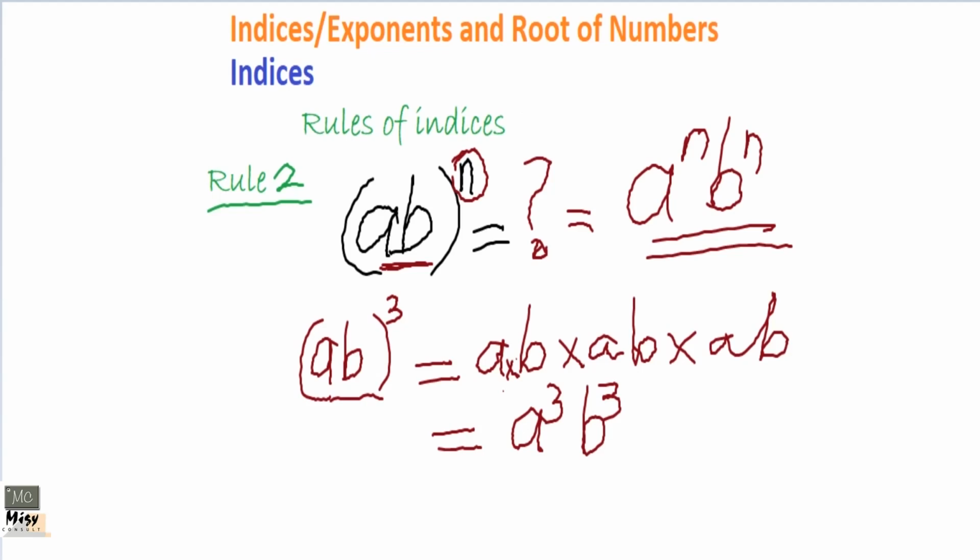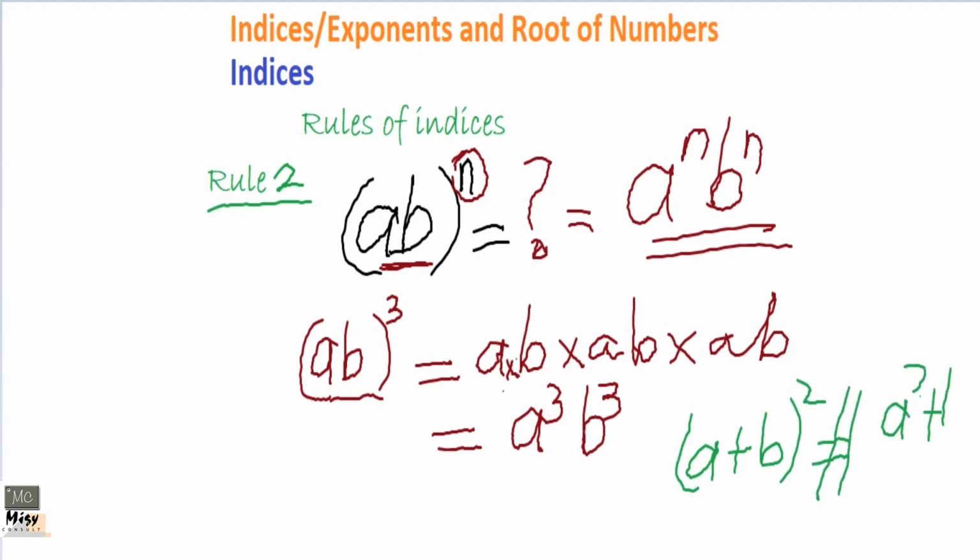Now a question: this is the common mistake. Some people will say (A plus B) raised to the power 2, and your friend is saying A raised to the power 2 plus B raised to the power 2.